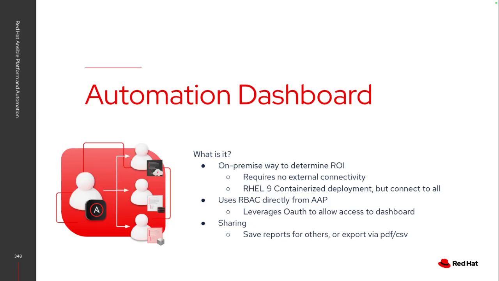For the access control, since again this is all on-prem, it's going to use your AAP access control. It's just going to leverage OAuth to connect to that, using users that you've already created with the access controls that you've already set up. So again, I don't need a Red Hat account to do this, unlike the automation analytics. I can just leverage what exists in my automation platform.